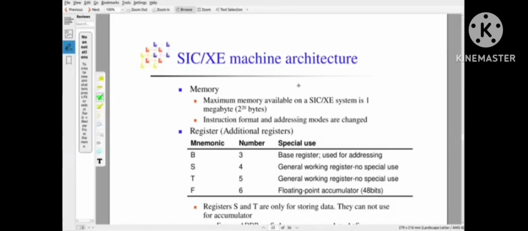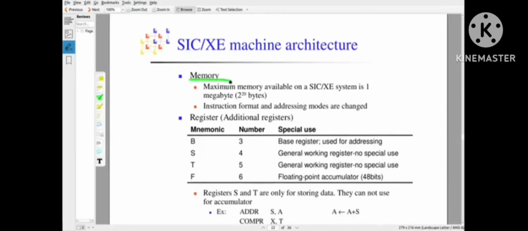Hypothetical machine SIC, simplified instructional computer. Today we will discuss more about the second version of the SIC machine, that is called SIC/XE, simplified instructional computer with extra equipment. It has a few more features compared to SIC.